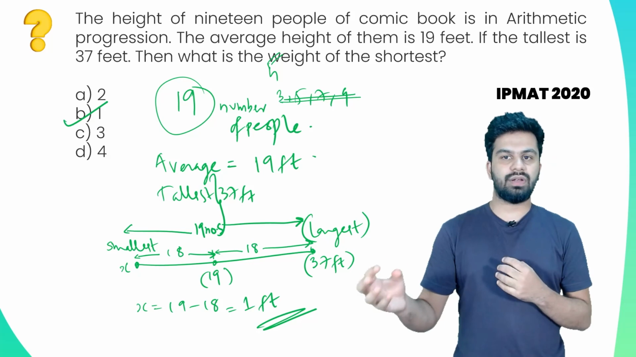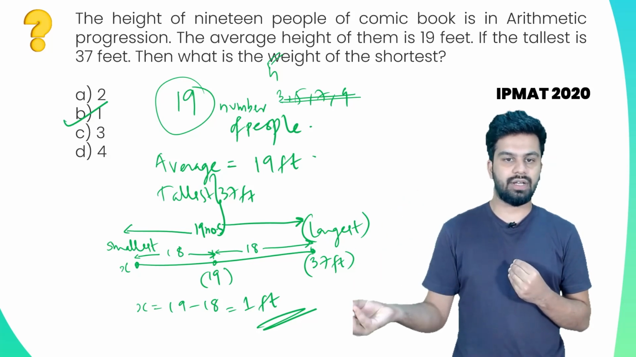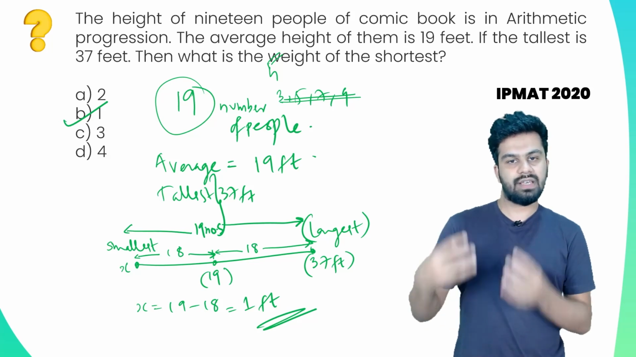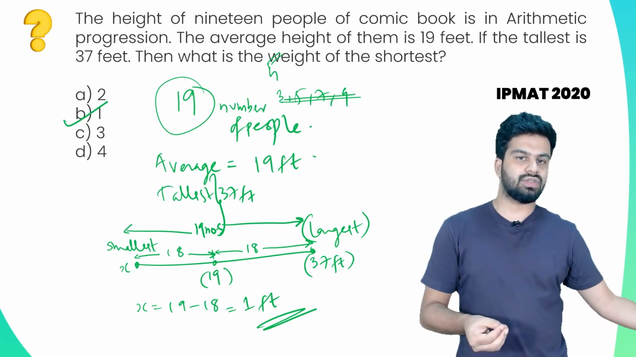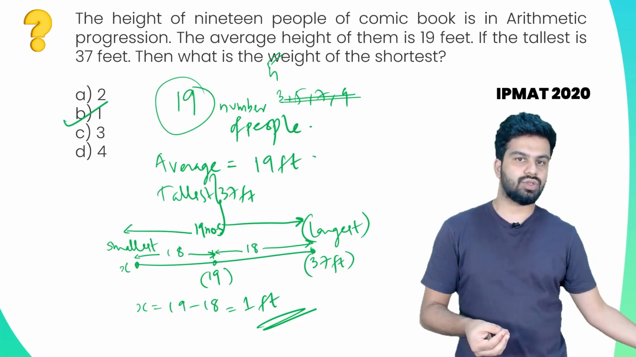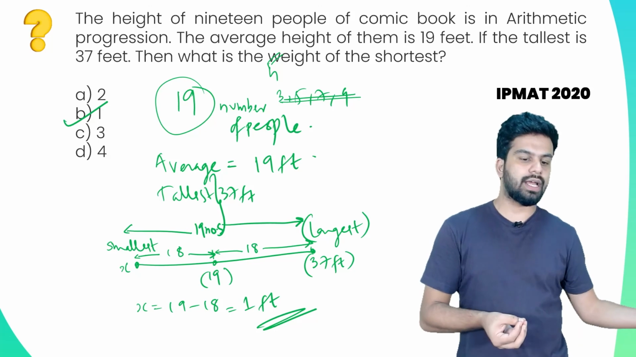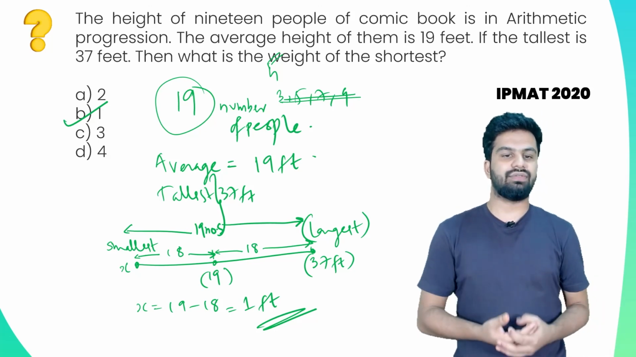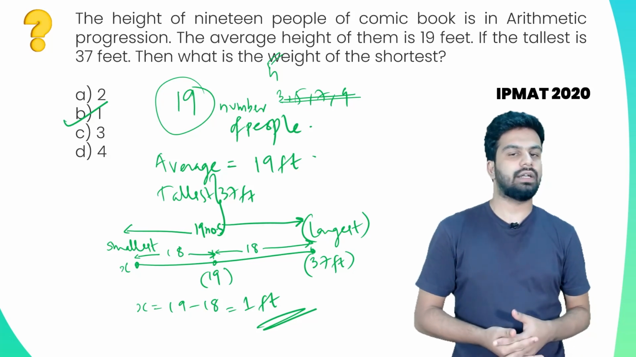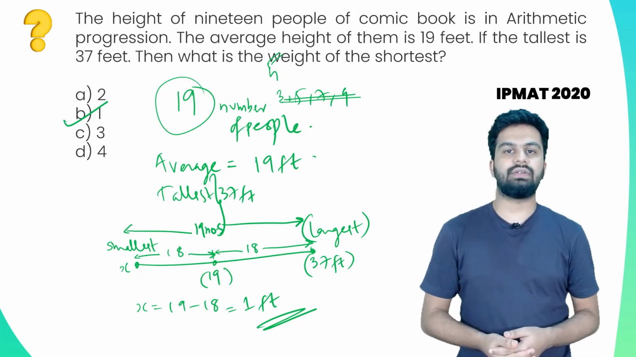അങ്ങനെയാണെങ്കിൽ the difference between the last value, which is your highest value, അതായത് 37 feet, minus average will be the same as the difference between your middle value, which is your average, and the smallest value, which is the shortest person in the group. So 37 minus 19 will be equal to 19 minus x. So from that we can derive for x. X will be equal to 19 minus 18, which is equal to 1 feet. Concept clear alle? How did we arrive at the solution?